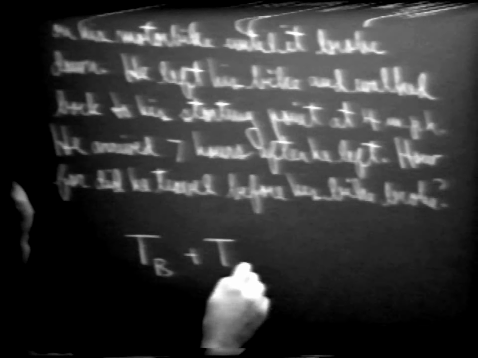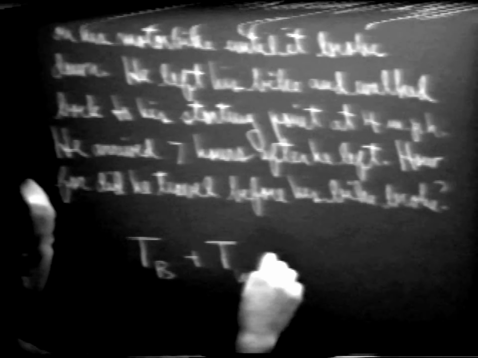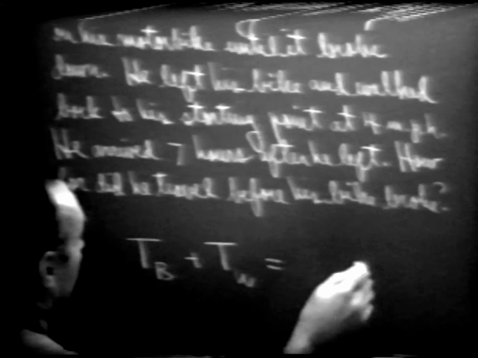So what then can we say? What's one relationship that we can use in order to pull this problem together? The time that he goes out on his bike, and what else can you say about that? Plus the time that he comes back is equal to 7. Good. So let's then write this in terms of time on his bicycle plus the time on his walking, on his feet, is equal to what?